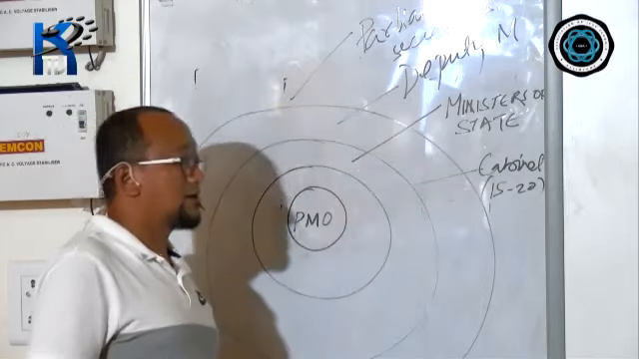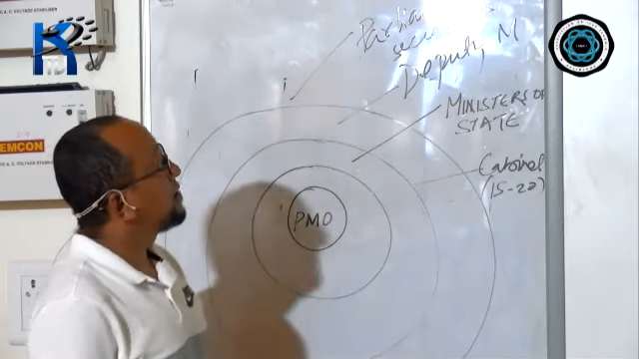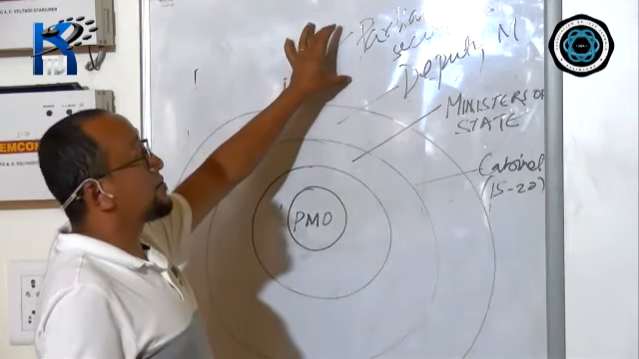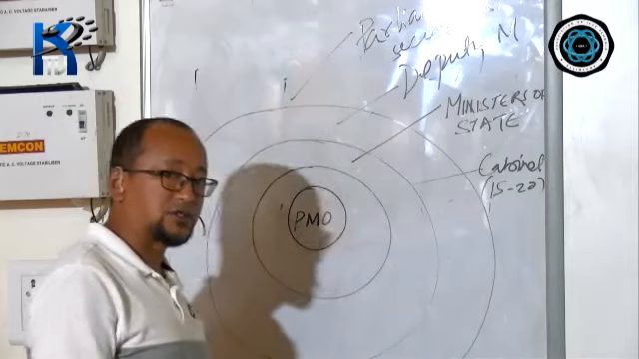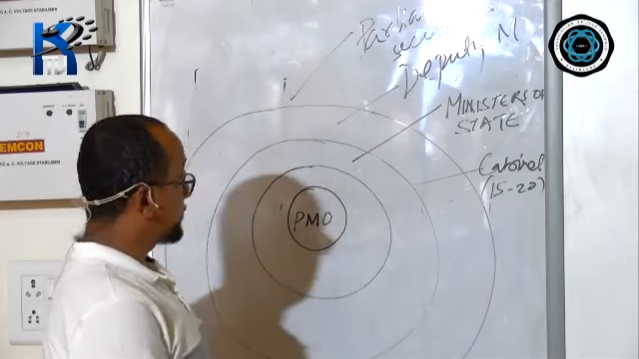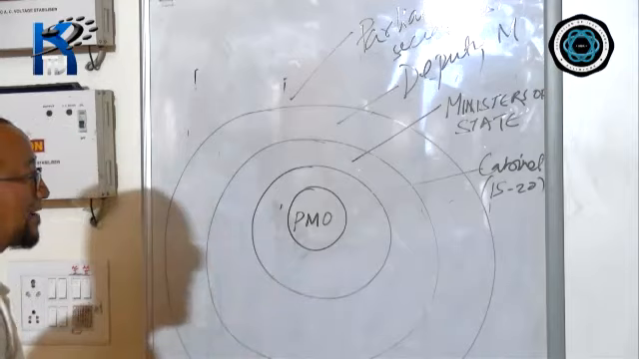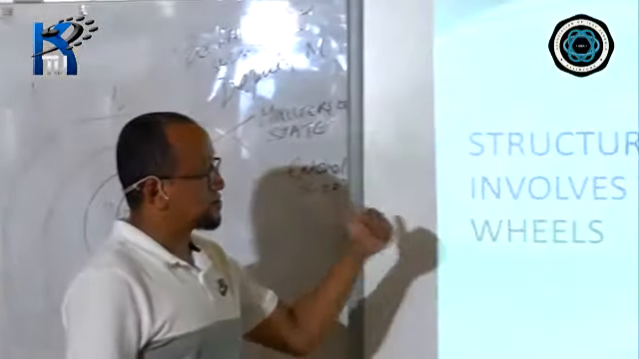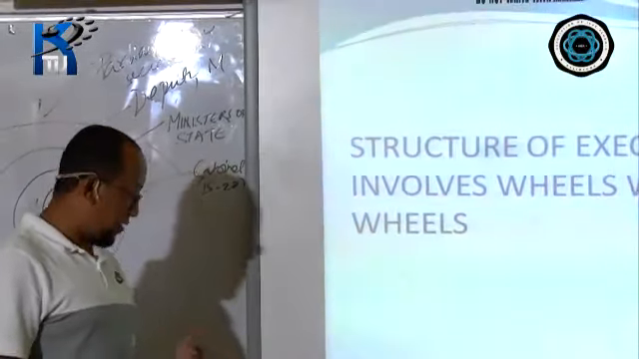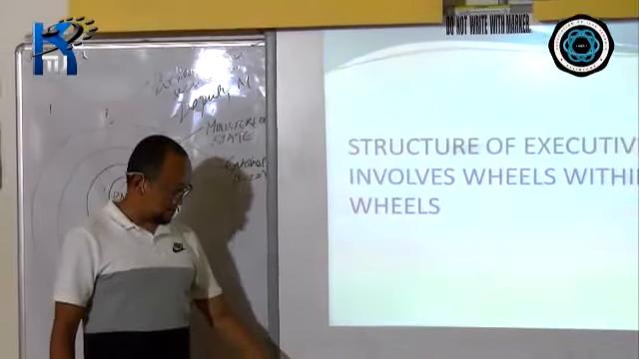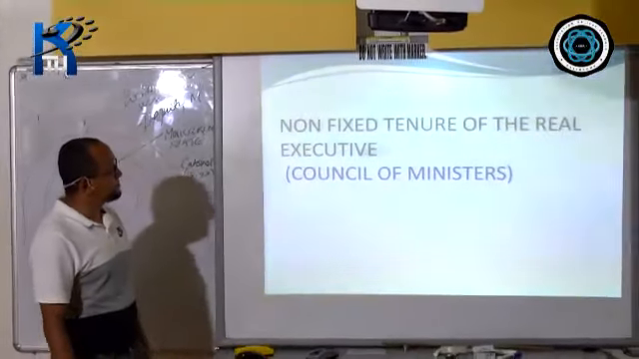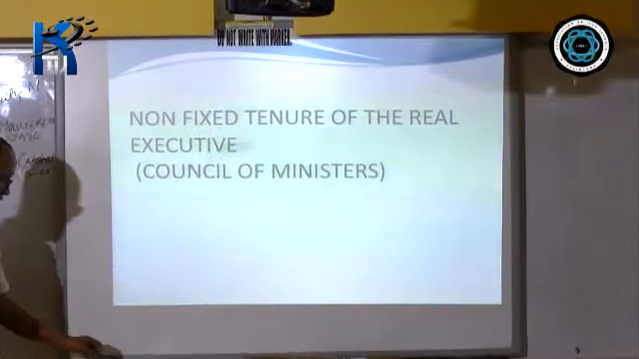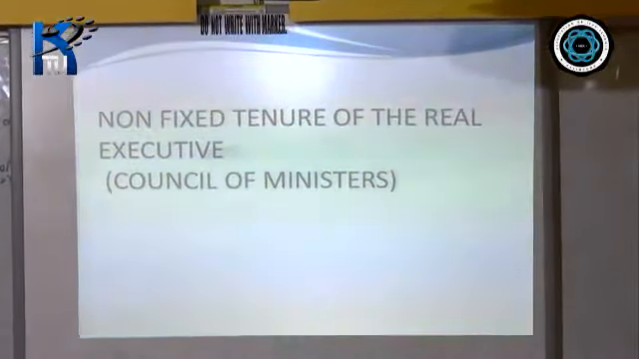And right outside, what we have over here is the parliamentary secretaries, right? Now, these parliamentary secretaries are the trainee ministers, we say that, or would-be ministers. So this is the basic structure that we have in the executive, where the structure is wheels within wheels. I hope that's all right. Let's look into another very important feature here. Non-fixed tenure of the real executive, that is the Prime Minister and the Council of Ministers. Another very important point, children.